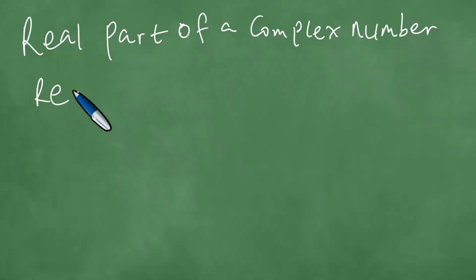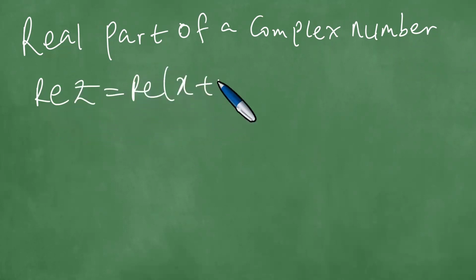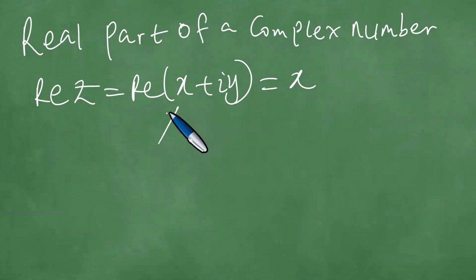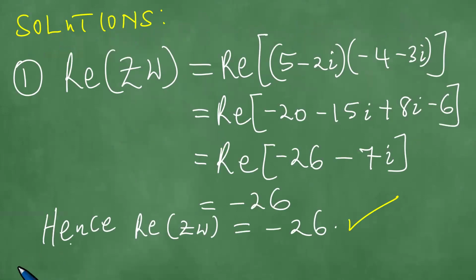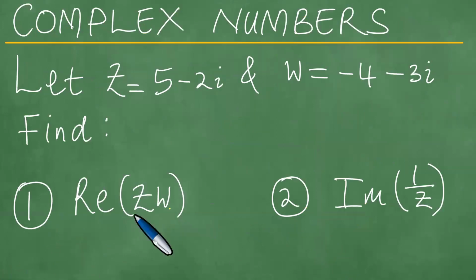The real part of a complex number Z of the form X plus iY is X. So we have extracted the real part, and the real part is minus 26, which is what we have written down. We continue to look at more properties of complex numbers. We're interested in finding the imaginary parts as well, because given a complex number, we can find the imaginary part.